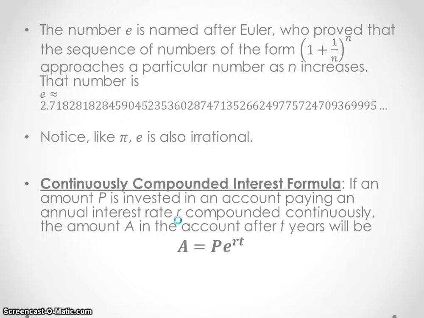Alright, so the number E is named after Euler, who proved that the sequence of numbers of the form 1 plus 1 over n to the nth power approaches a particular number as n increases. That number is, and here's E for you, to about a bazillion places. Like I said, I know there's a lot of 8's and 2's at the beginning, but it actually does not have a pattern if you look at it here. This is all about sequences and series, which you might learn about in pre-calc next year. So just know that this is maybe the first one that you ever saw. Notice like pi, E is also irrational, meaning it doesn't terminate, doesn't repeat. It goes on forever and ever.